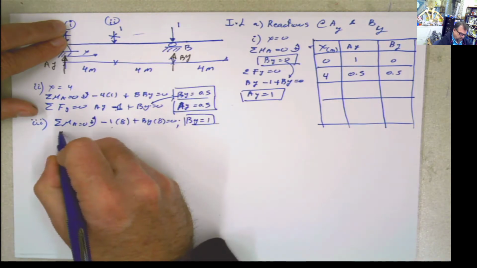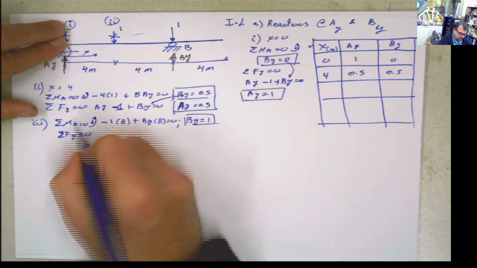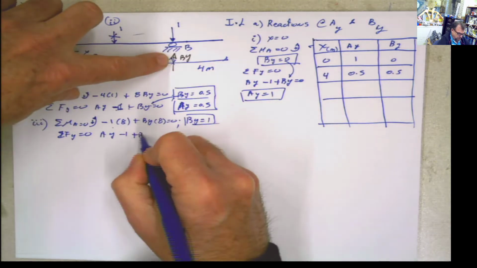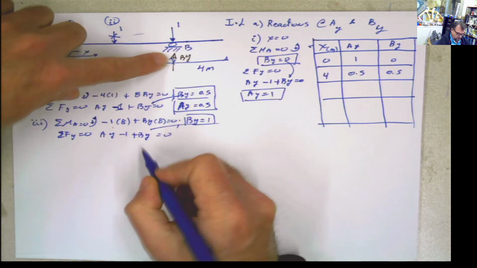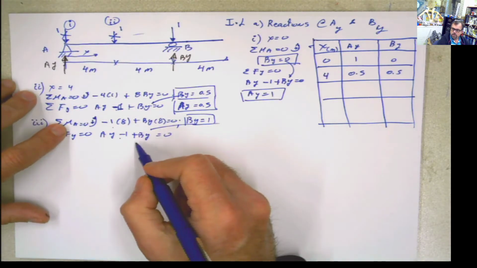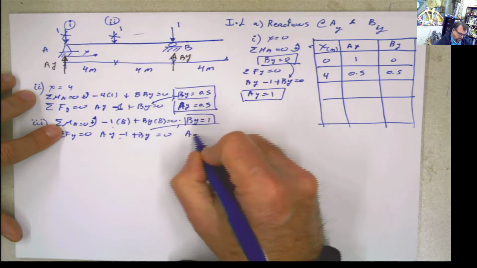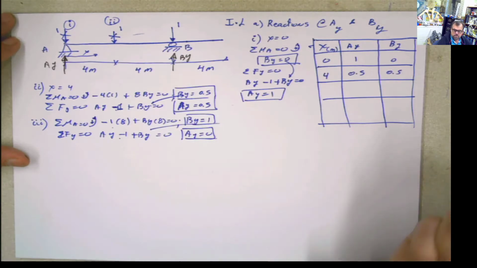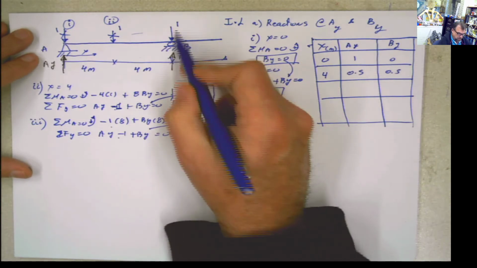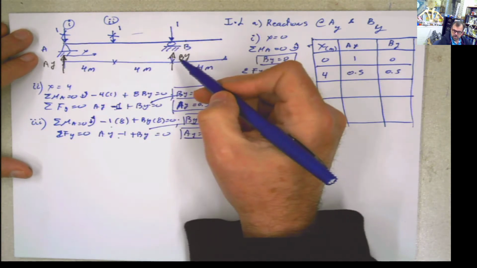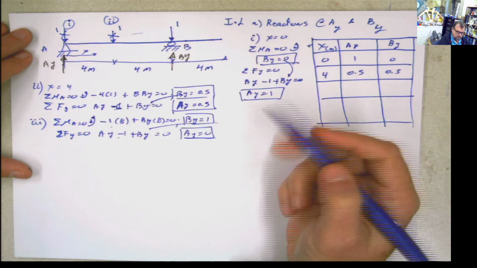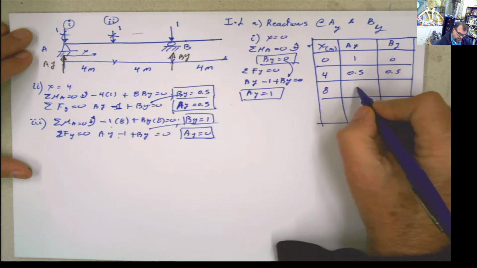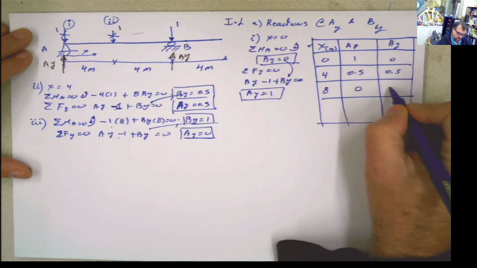And if I do summation of forces in Y equals 0, you have Ay minus 1 plus By, which is 1, equals 0. Negative 1 plus 1, 0. So Ay equals 0, which is the same thing that you could get even without calculating anything. If the load is on top of the support, By is taking all the load and not the other support. So when x equals 8 meters, Ay will be 0 and By will be 1.